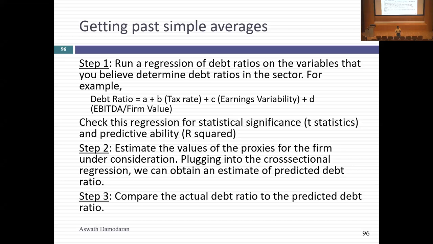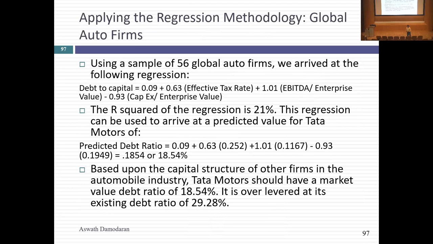So I tried this on Tata Motors. I took the automobile business. I ran a regression against the tax rate, EBITDA as a percent of enterprise value. I tried earnings variability, but it didn't seem to matter in the sector. What seemed to drive debt ratios more was how much capital expenditure these companies had as a percent of enterprise value. The R-squared was 21%.